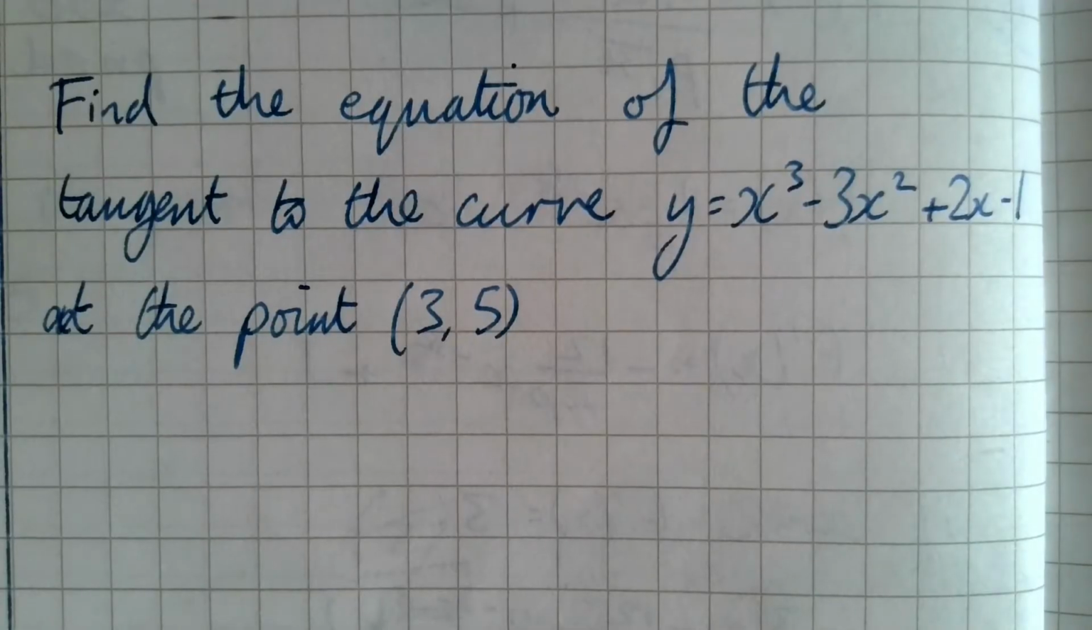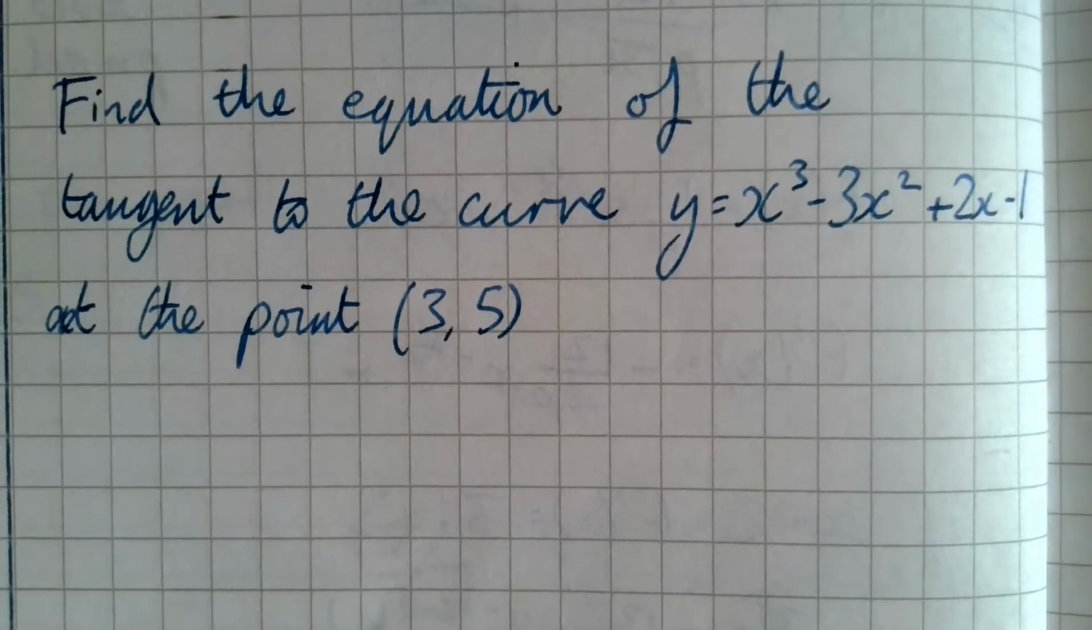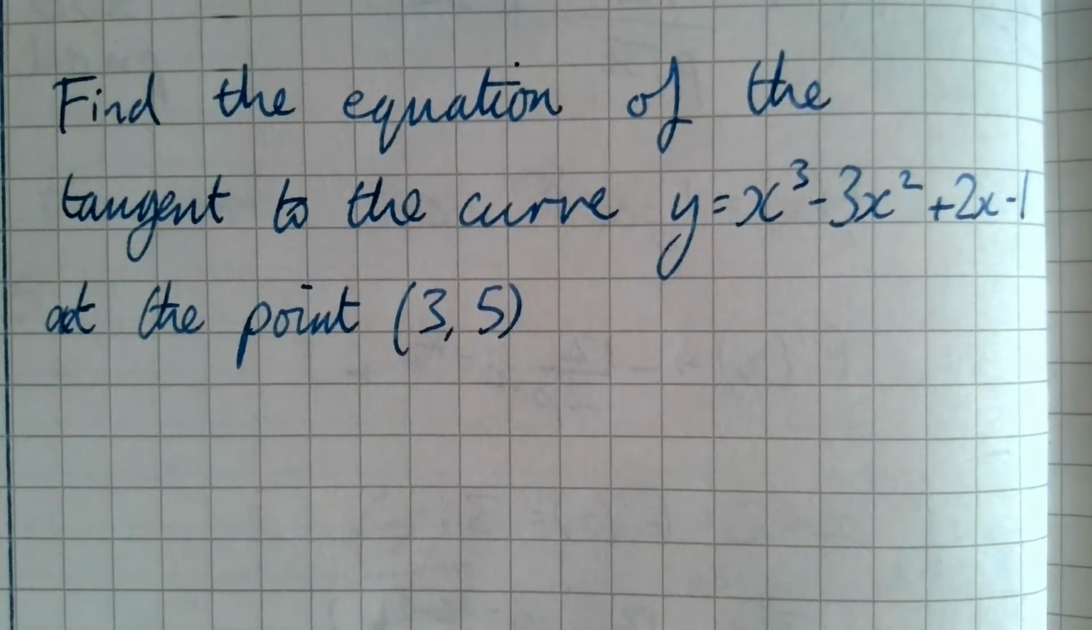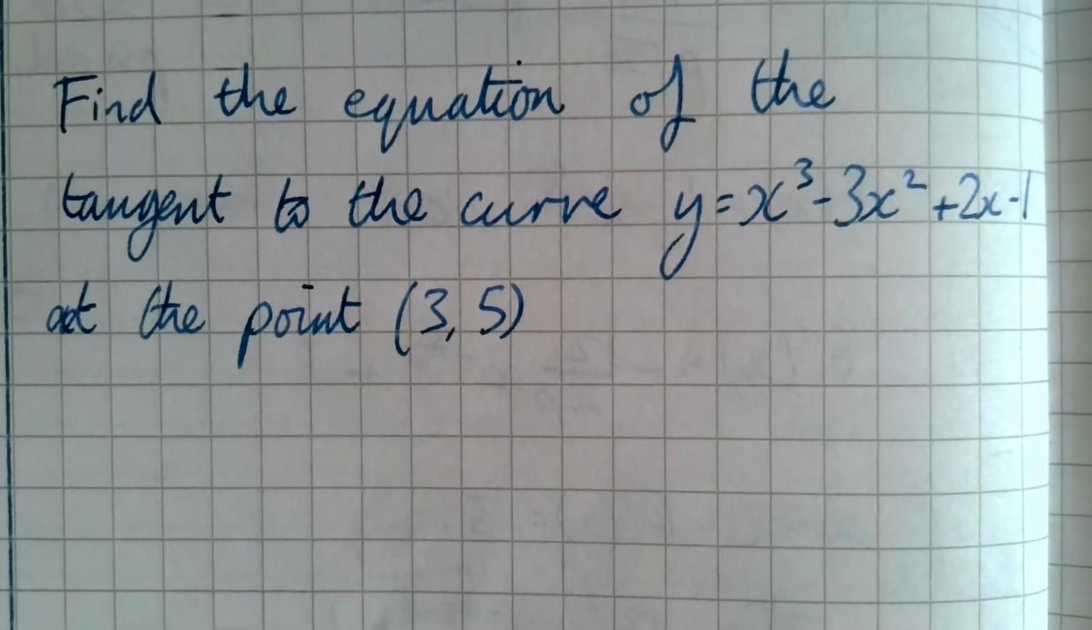So take a moment to note down our first example for today. This is going to be two examples today. Finding the equation of the tangent to the curve y equals x cubed minus 3x squared plus 2x minus 1 at the point (3, 5). So quite a lot going on there.